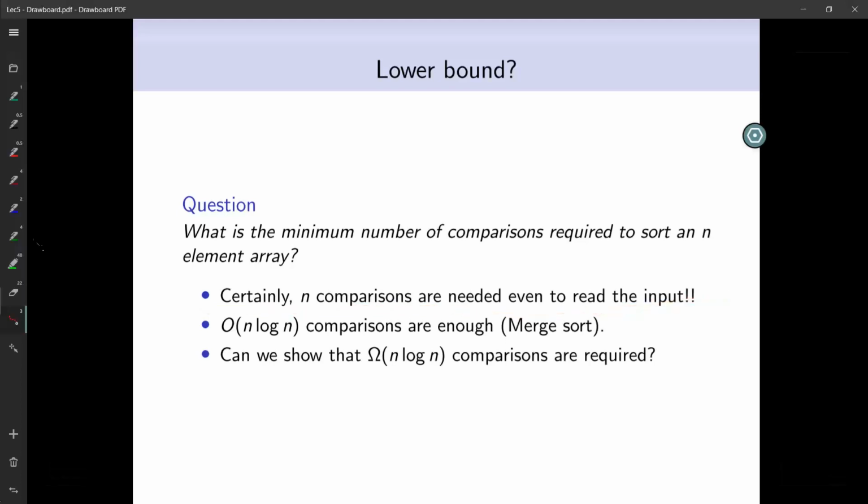I'll skip that part. And using merge sort or heap sort, you know that order n log n comparisons are enough. Now the question is, can we argue that at least, up to a constant factor, n log n comparisons are required? When I say omega n log n, this is a lower bound. So can we prove that any sorting algorithm will require omega of n log n comparisons? And the answer is yes, and that is what we are going to do today.